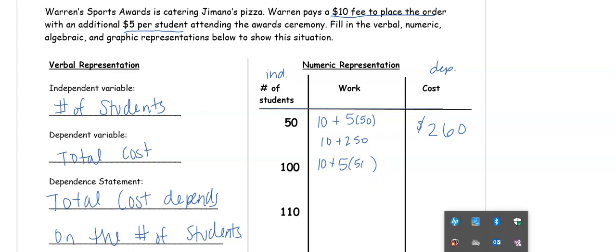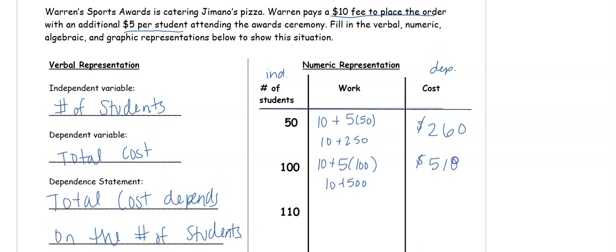Now we have 100 students coming to the banquet. So you have 10 plus 500, or $510 if 100 kids come. Okay, what if 110 students come to the banquet? So we would do 110 times 5, which is 550, plus our $10 order fee, which would be $560.